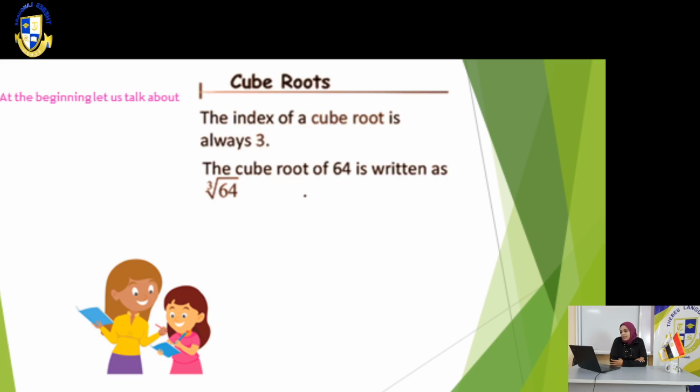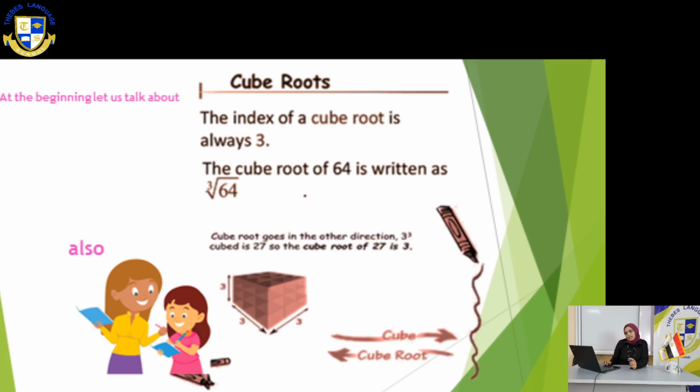At the beginning, let's talk about the cube roots. The index of the cube root is always 3. For example, the cube root of 64 is written as the cubic root of 64, as we see. Also, the cube root goes in the other direction. 3 cubed is 27, so the cube root of 27 is 3. Let's move to slide number 3.